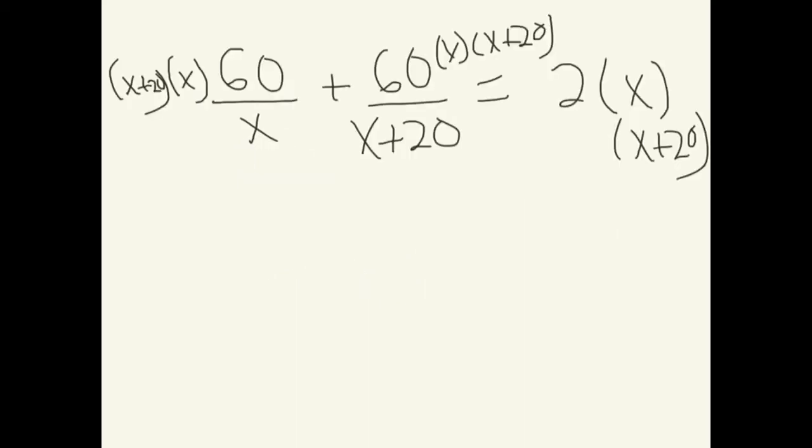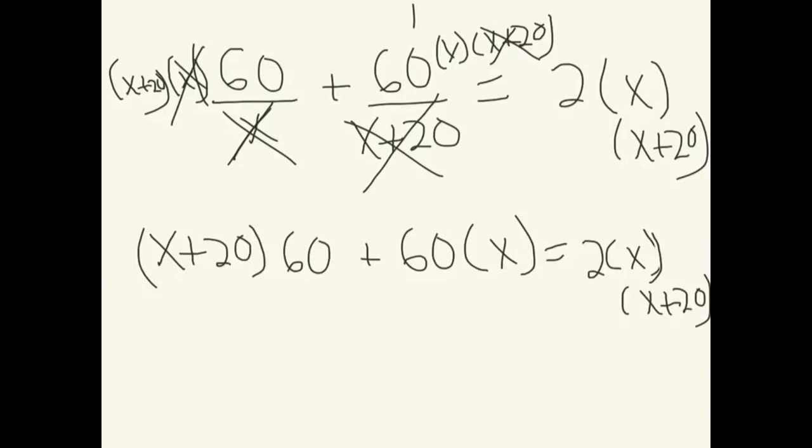Next, we will multiply each numerator by the least common denominator. For 60 over x, the x is simplified to 1, and for 60 over x plus 20, the x plus 20 is simplified to 1. Then we will use the distributive property to multiply the numbers through.